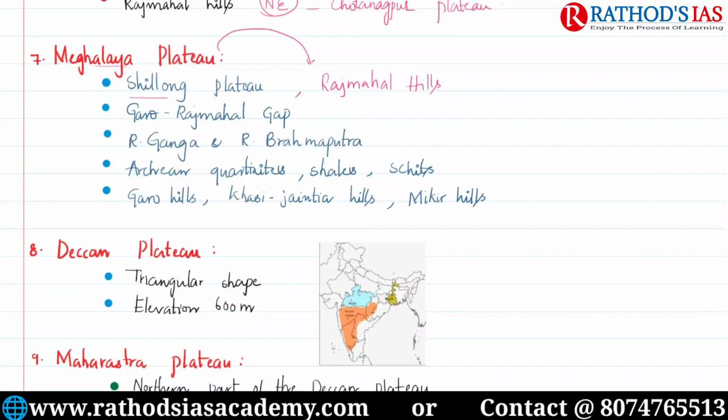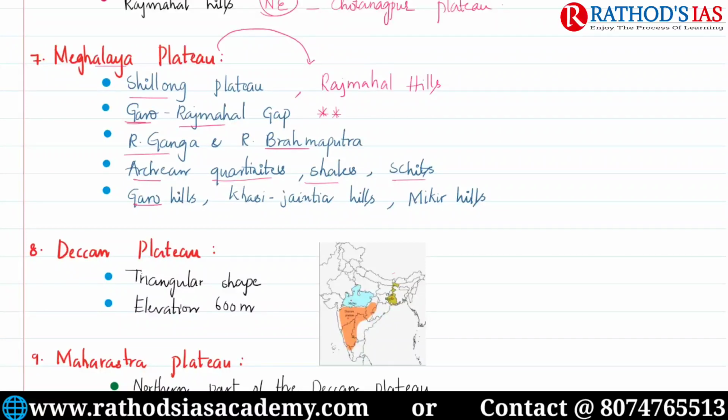And one more thing here is, we have one gap, that is the Garo Rajmahal gap. This Garo Rajmahal gap mainly separates the Meghalaya Plateau from the main block of the Peninsular Plateau. And we can see the river Ganga and river Brahmaputra which flow here. This Meghalaya Plateau is very much famous for Archean quartzites, shales and sheets.